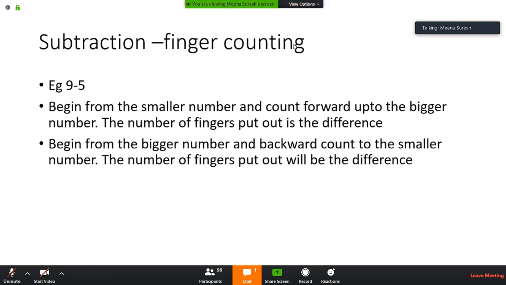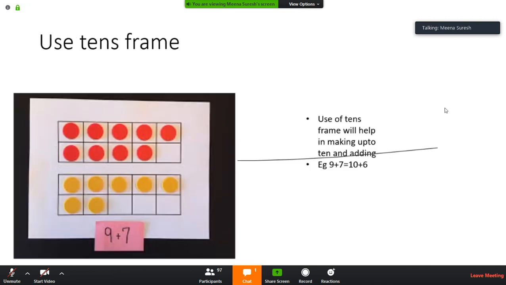Whichever the child is comfortable with, you need to tell them both the ways. 5 to 9, 9 to 5. In either case, the number of fingers will be your answer. After you do this, you should probably use a tense frame. Actually, you should start using manipulatives, a tense frame. I say 9 plus 7.